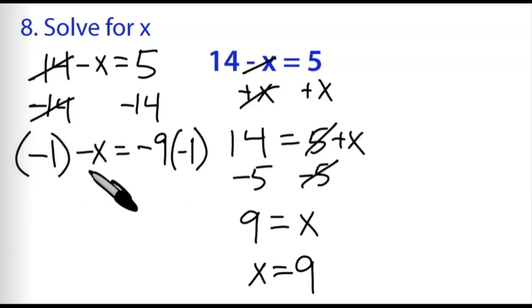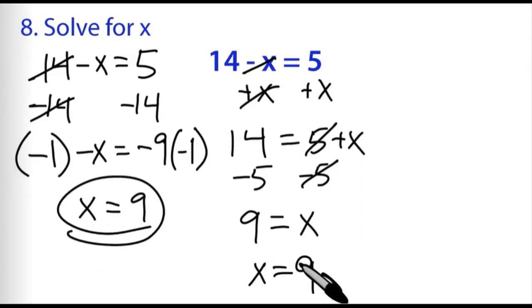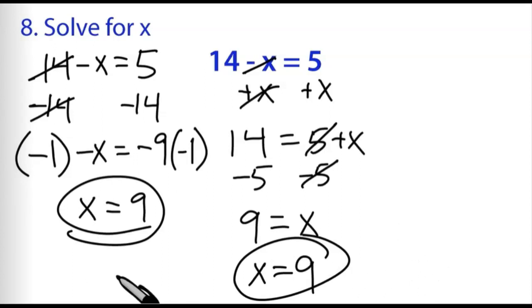So negative 1 times negative x is x. And then negative 9 times negative 1 is 9. So we get the same answer both ways. We have x equals 9, x equals 9. So if you're comfortable with negative numbers, this method might be easier for you. Both methods require 2 steps, but whichever is easier for you is fine. You get the same answer either way.